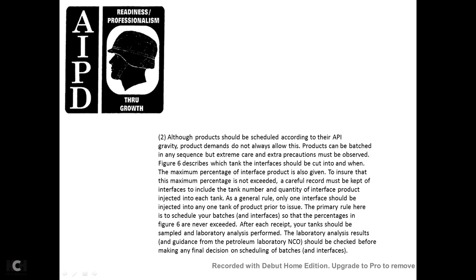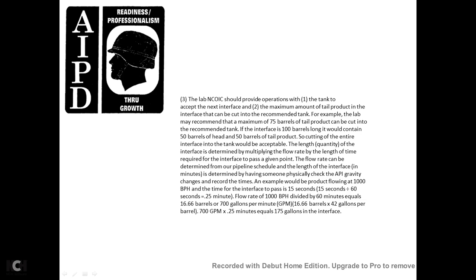Schedule batches and interfaces accordingly. The lab NCOIC should be provided with the operation of the tank, except for the next interface, and the maximum amount of the tail product of the interface that can be cut into the recommended tank. For example, the lab recommends a maximum of 75 barrels of the tail product can be cut into the recommended tank. An interface of 100 barrels would contain 50 barrels of head product and 50 barrels of tail product, so cutting the entire interface into the tank would be acceptable.